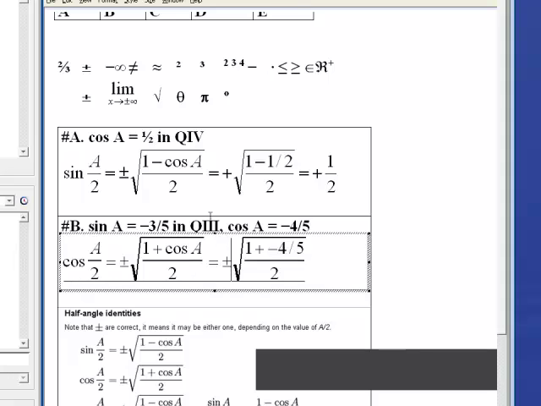What do we have in front? Well, the original angle A is in quadrant 3, which is between 180 and 270 degrees. That means half the angle is going to be between 90 degrees and 180 degrees. So we're in quadrant 2, and that means, of course, for the cosine, we're going to have a negative. Let's see what we come up with. We have 1 minus 4/5 is 1/5, divided by 2 is 1/10. Take the square root, not much we can do, so it's going to be overall negative the square root of 1/10.